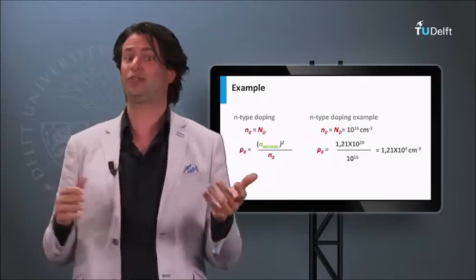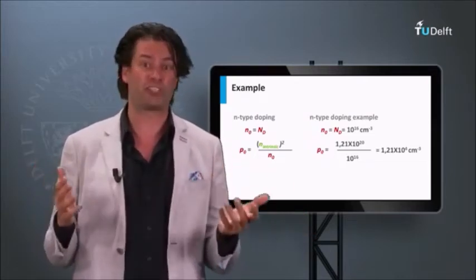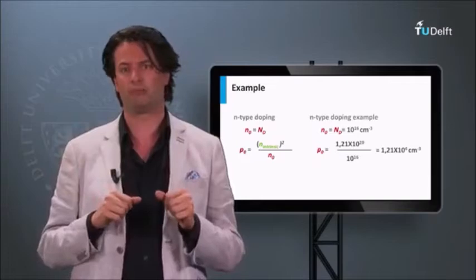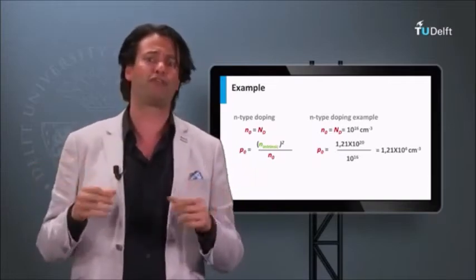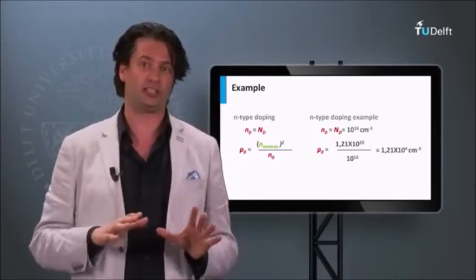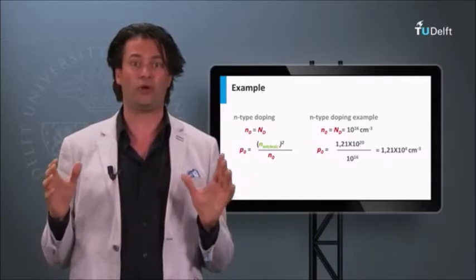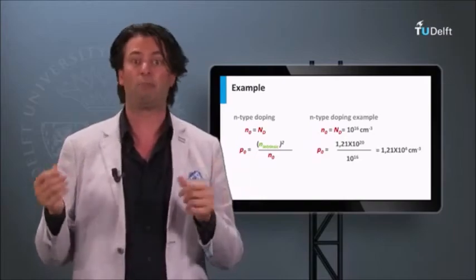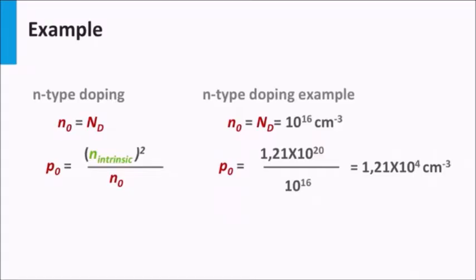We incorporate 10 to the 16 per cubic centimeter phosphorus atoms in the lattice, or in other words, we have a donor density Nd of 10 to the 16 per cubic centimeter. As we assume that all donors give a free electron to the lattice, the electron density N0 is equal to the donor density Nd. Now we can calculate the hole density P0. P0 is equal to the square of the intrinsic charge carrier density divided by the electron density N0. So the hole density is given by 1.21 times 10 to the 20 divided by 10 to the 16, and then we get a hole density of 1.12 times 10 to the 4th per cubic centimeter.